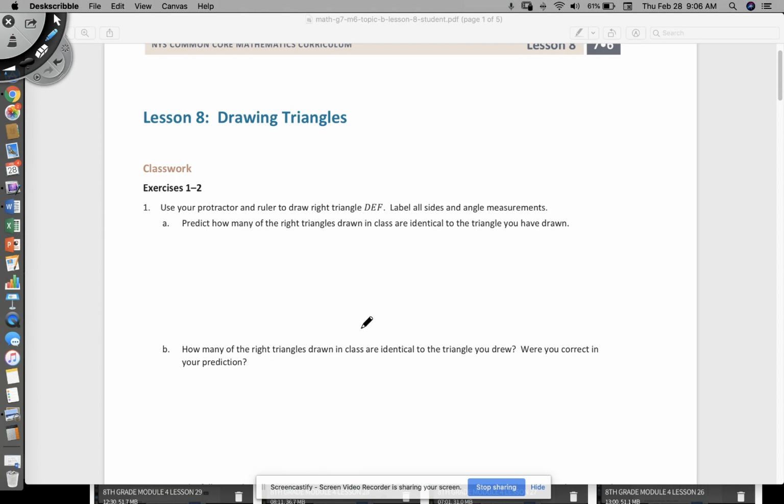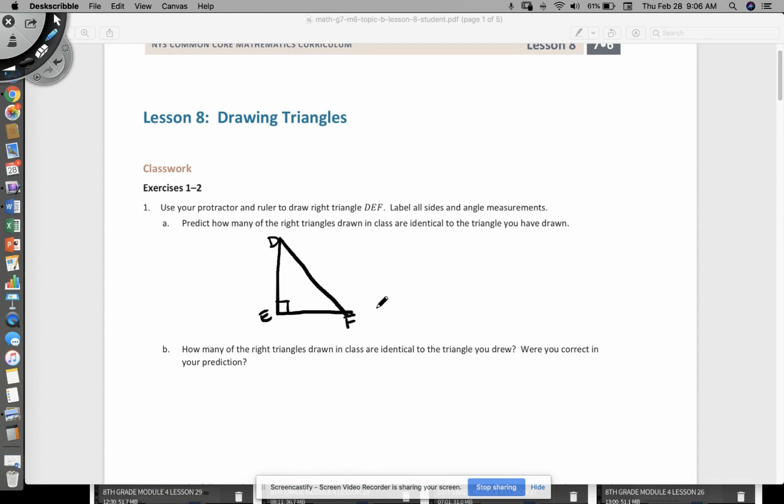All right. So predict how many right angles are drawn in class and identical to the triangle you have drawn. What we're doing here is using your protractor and the ruler to make a right triangle. Now, again, I'm on a tablet, so mine's not going to be perfectly drawn to scale here, but I need yours to be. So I'm going to draw a right triangle. Right triangle just means it incorporates a right angle somehow. I'm going to put my right square in there, and I'm going to label it D, E, F.